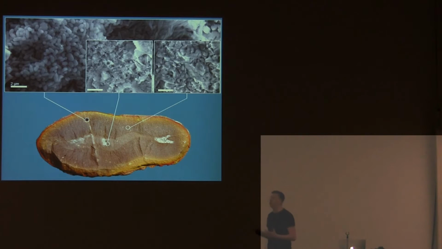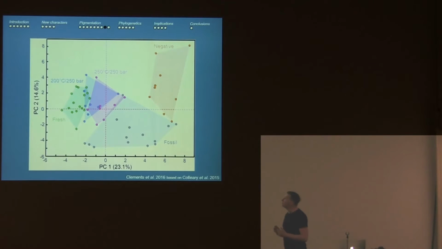And so therefore, you cannot identify melanosomes just by looking at their shapes. So in order to work out whether these actually are melanin-bearing melanosomes, we use a technique called time-of-flight secondary ion mass spectrometry, or TOF-SIMS. And the reason why we do this is because there was a great piece of work in 2015 by Clements et al. And they identified that extant melanin has a unique chemical signature that can be identified.